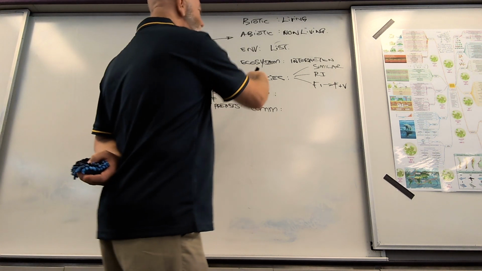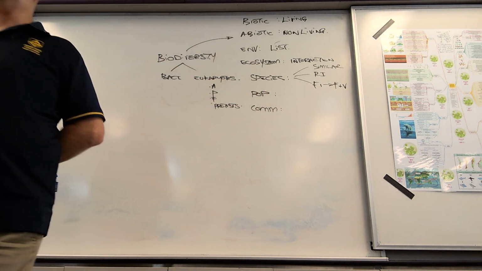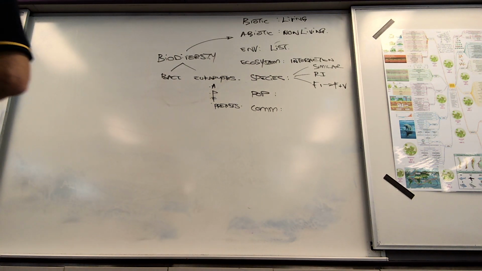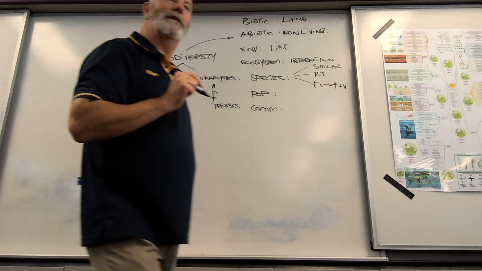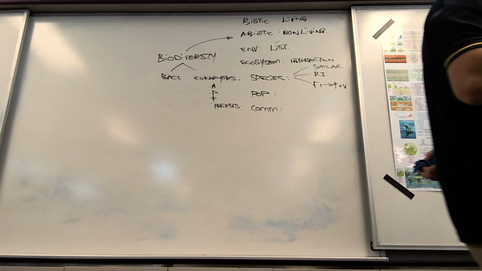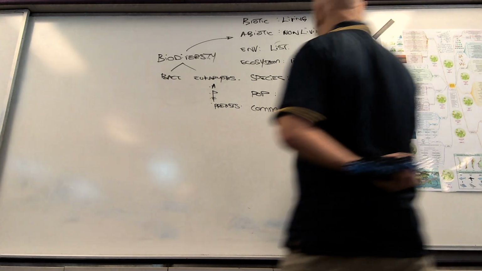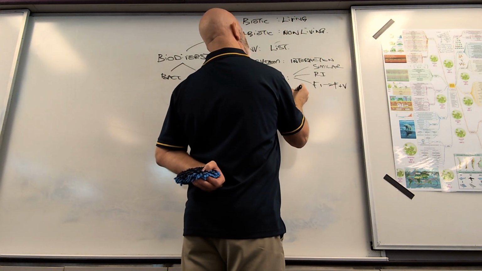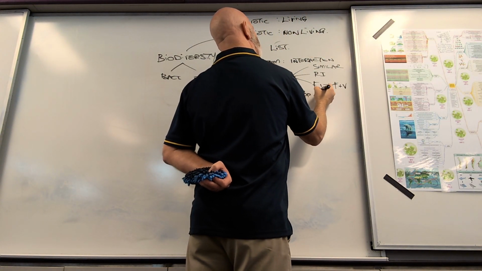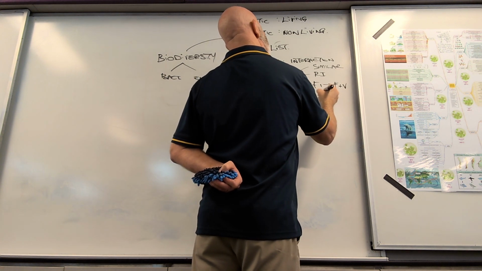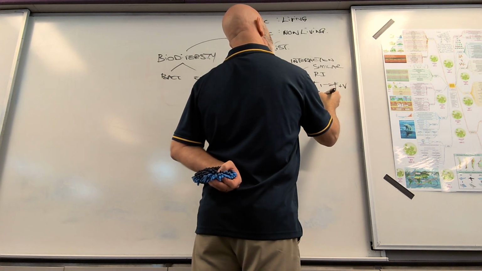Okay? A population. Definition of a population. The amount of species. No, the amount of animals. The amount of the same species is half a definition. What's the other half of the definition? Same species, given area, same place, same time. Same species in the same place and the same time.